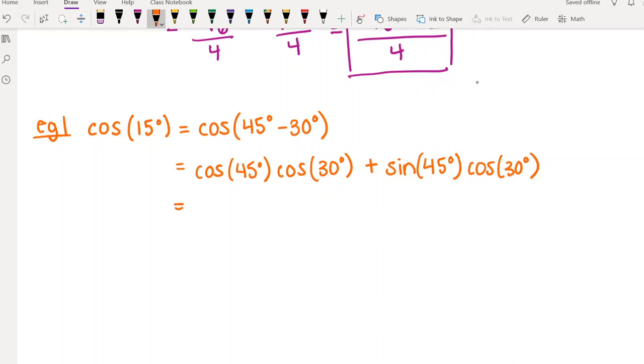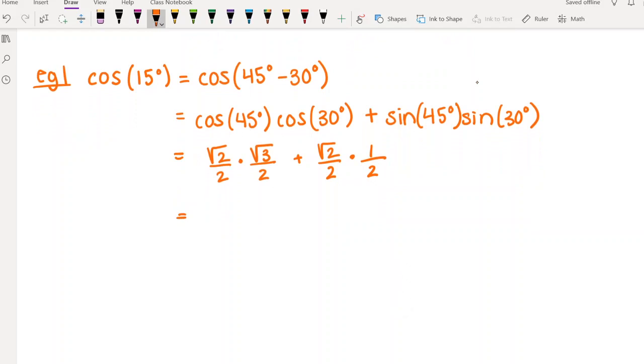So cosine of 45 is square root of 2 over 2. Cosine of 30, we've seen that one a few times now, that's square root of 3 over 2. Sine of 45 is, again, square root of 2 over 2. And then cosine of 30 is going to be, oops, I did something wrong. This should be a sine, right? The cosine formula should have cosine and cosine and then sine and sine. Sorry about that, my bad. So sine of 30 is 1/2.